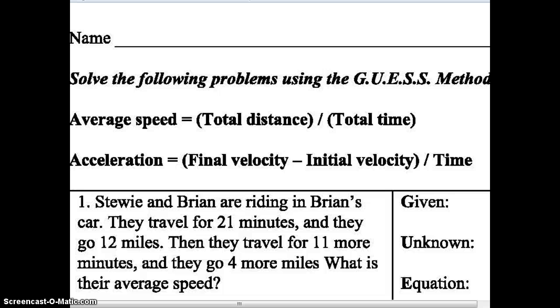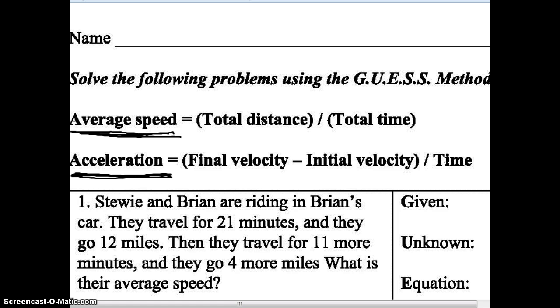Okay, guys, we're looking at the speed and acceleration problems worksheet. We're looking at solving for average speed on the front side and looking to solve for acceleration on the back side. The formula for average speed is total distance divided by total time. If we're trying to find acceleration, we find final velocity minus initial velocity. That's ending minus beginning. Subtract that first and then divide that by the amount of time.